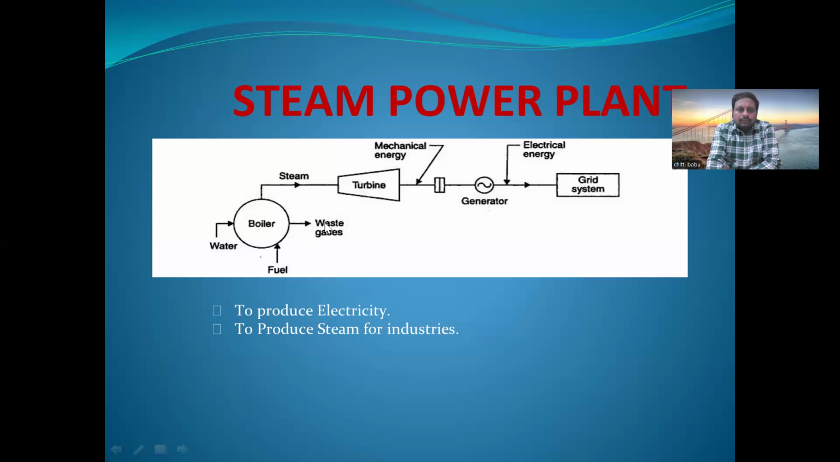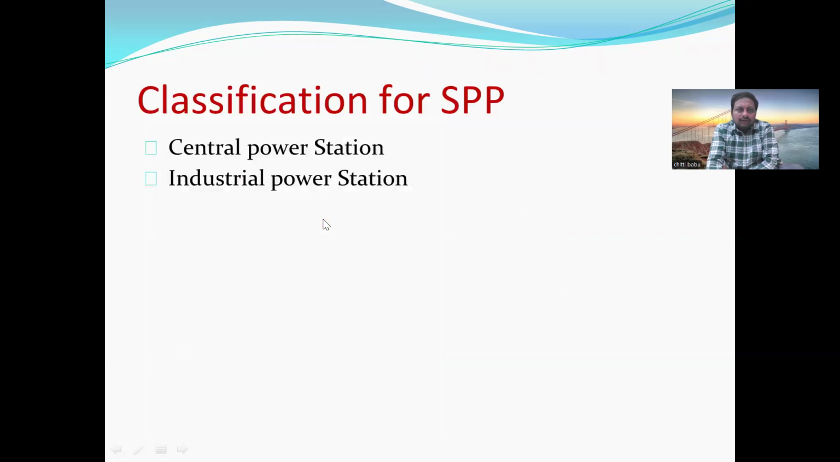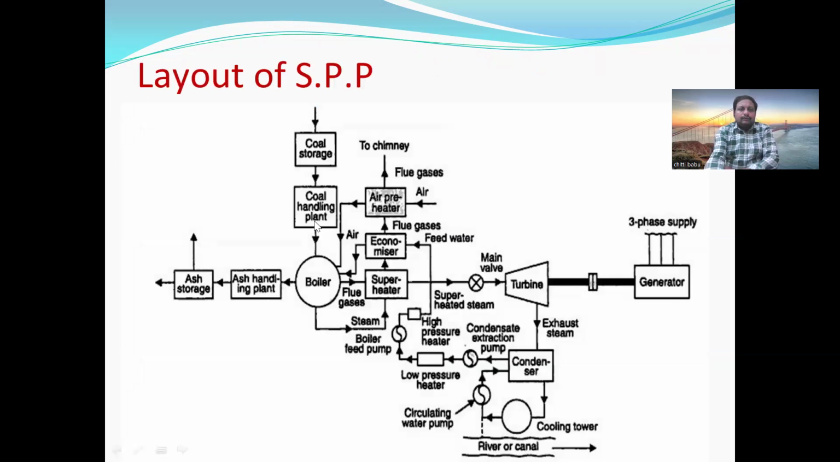These are the various components of the steam power plant: boiler, turbine, generator, to produce electricity. These are the main elements. So furnace, boiler, turbine, condenser, pump. Here we have a boiler, then a turbine, then a condenser, then a pump. This is a cyclic process. Now we'll see the circuits of the steam power plant.